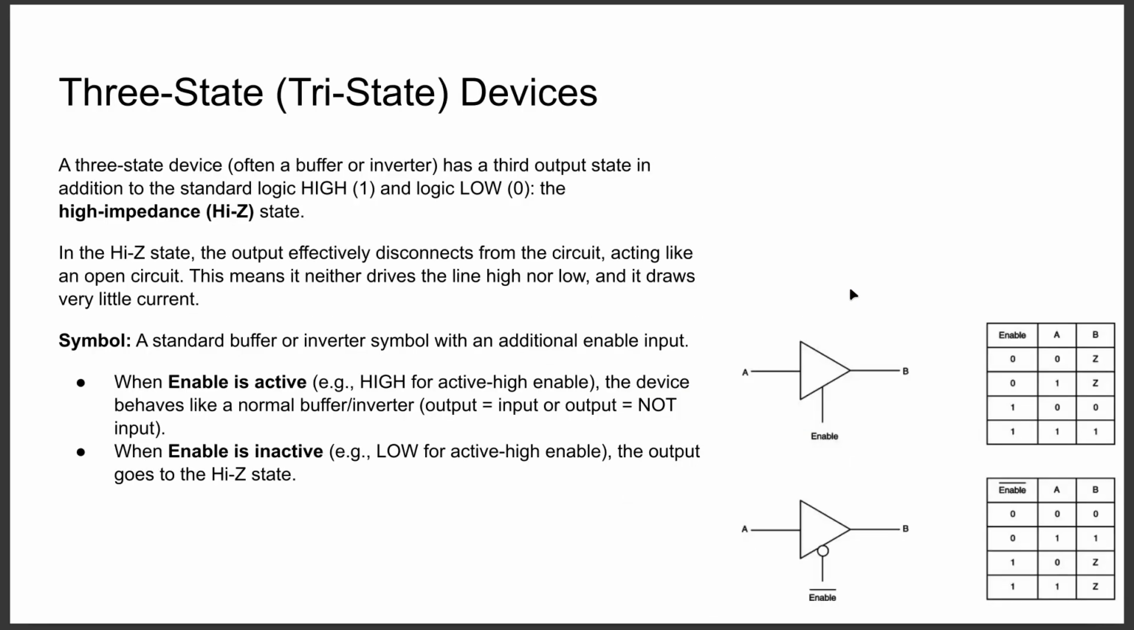A 3-state or tri-state device. A 3-state device, often a buffer or an inverter, has a third output state in addition to the standard logic high 1 and logic low 0. The high impedance, high Z state. In the high impedance state, the output effectively disconnects from the circuit, acting like an open circuit. This means it neither drives the line high nor low, and it draws very little current. So this is a standard symbol for either a buffer or inverter. When enable is active, the device behaves like a normal buffer or inverter. As you can see, here are the truth tables for that as well.